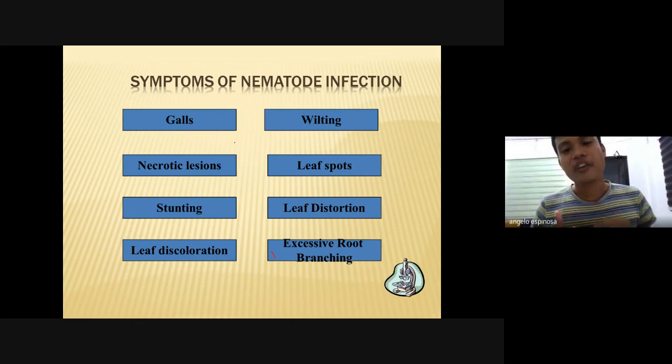Yesterday, I also had you familiarize the genera of pathogenesis of bacteria, those are symptoms also or causal agent. And then I also had you memorize the symptoms of fungi. And earlier, the virus and viroids, and now the symptoms of nematode. At least now you have an idea. We will not have a hard time in the board examination.